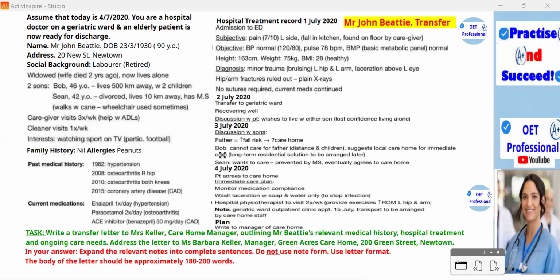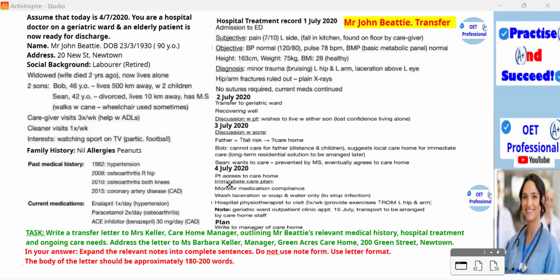Bob, who is the elder son, cannot care for his father because of the distance and his two children. Bob suggests local care home for immediate care. Long-term residential solution can be arranged later. Sean wants to care, but he is prevented by his multiple sclerosis and eventually agrees to putting his father, John, in a care home. The 4th of July, which is today.